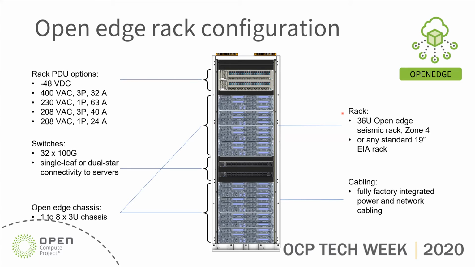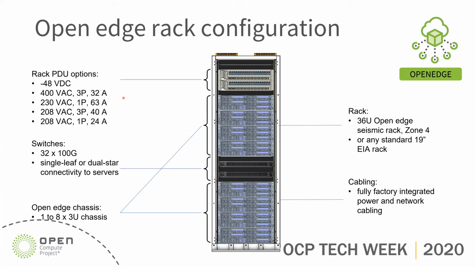Or if the customer wants to use their own rack, that's perfectly fine. All of this hardware can be installed in any standard 19-inch rack as well. So then the power feed is at the top of the rack. In this case, we have PDU options for -48 volt DC, which is shown in the picture here. And in addition, we have 4 AC PDU models.